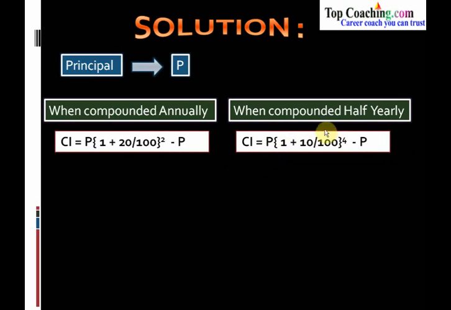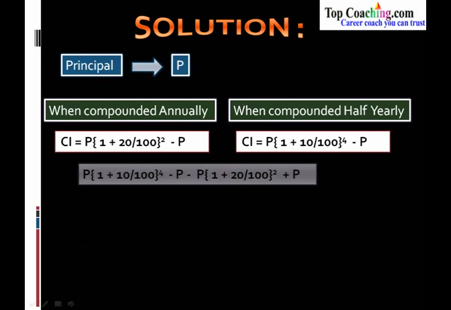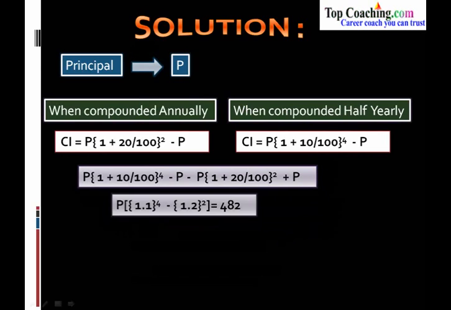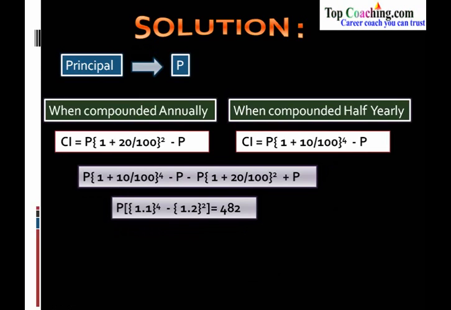Here now R would be R by 2, so it becomes 10%, and also we have seen that when it is compounded half yearly, T becomes 2N. So here the time period now becomes 4. And so CI would be P into (1 plus 10 by 100) to the power of 4 minus P. Now the difference would be P into (1 plus 10 by 100) to the power of 4 minus P minus this expression, which is P into (1 plus 20 by 100) whole square, and this becomes plus P. So this P and this P get cancelled, and this becomes P into (1.1 to the power of 4 minus 1.2 whole square), and it has been given that this difference is equal to rupees 482. So this would be equal to 482.